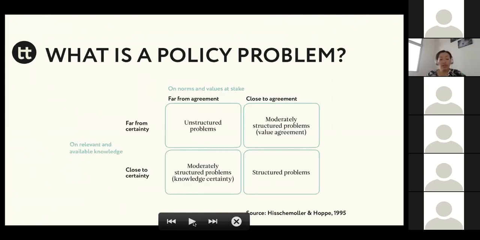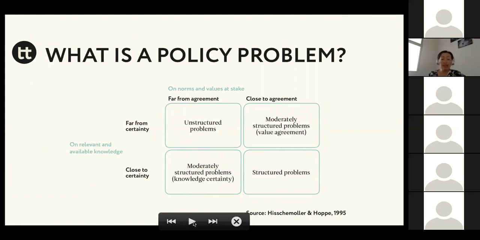So what we suggest is that we use the framework of policy problems. This has been produced by Hoppe, who is a researcher and a scholar from the Netherlands primarily. He's written a lot about the research around policy problems. And I find that his framework to frame and understand policy problems can be very useful.